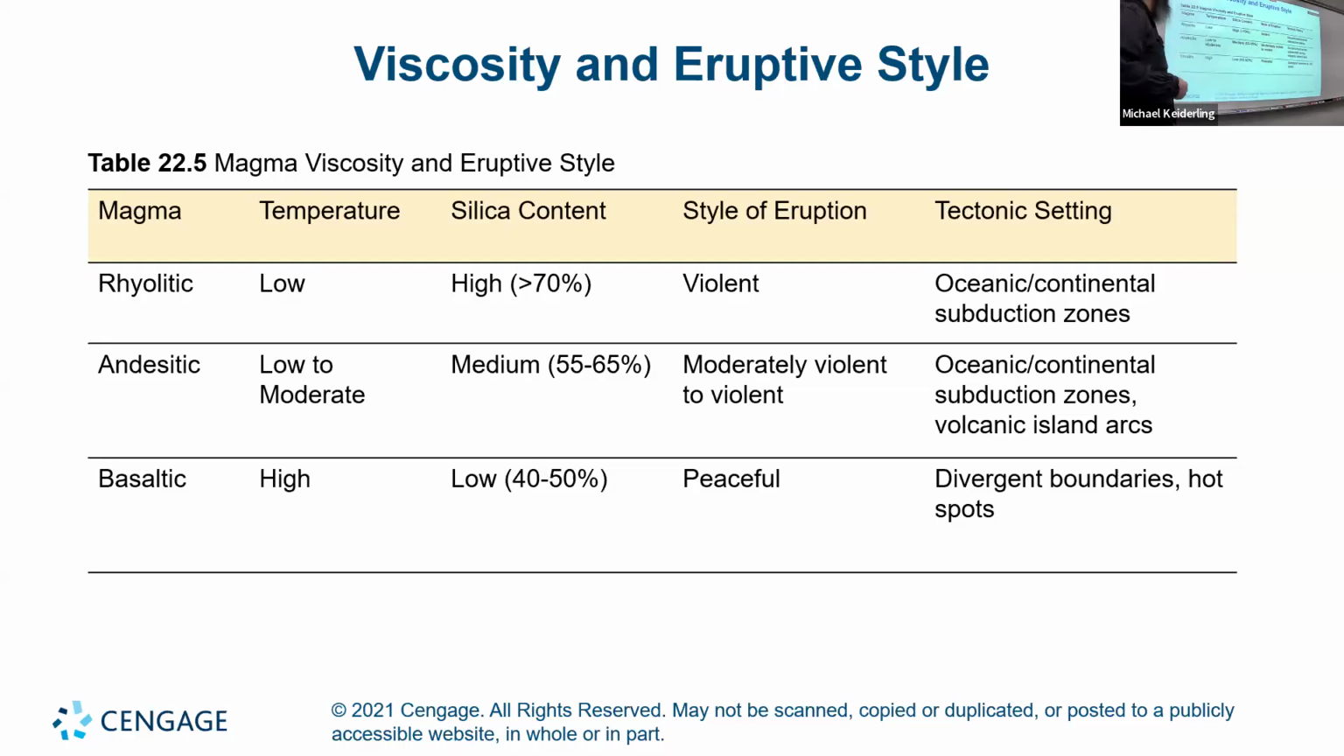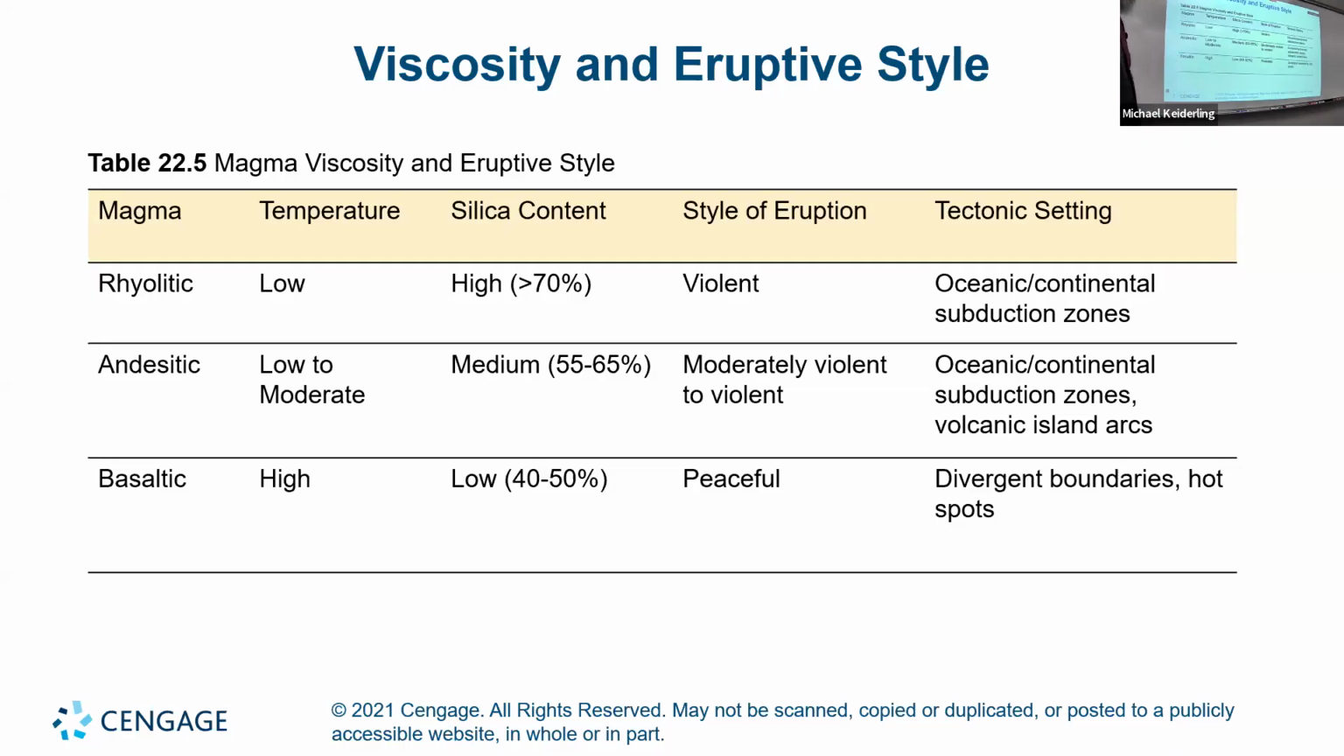And acidic magma is in between, low to moderate temperature. It has medium silica content. It's moderately violent to violent. Oceanic-continental subduction zones and volcanic island arcs are places where you see that. I think Mount St. Helens is somewhere in between these because it's a stratovolcano, and those can sort of alternate between the two.